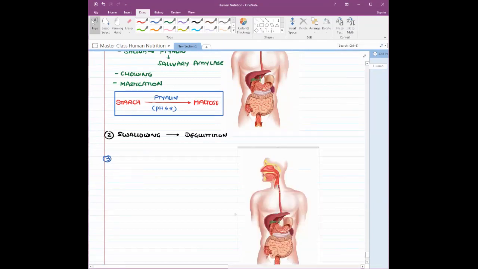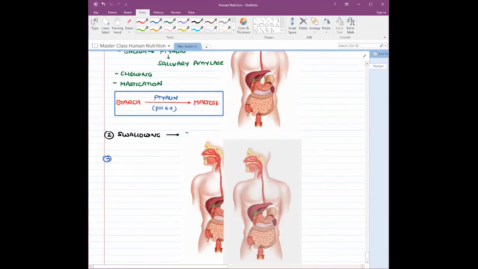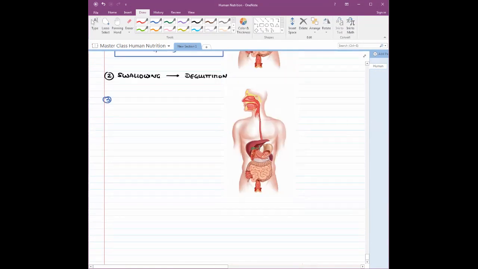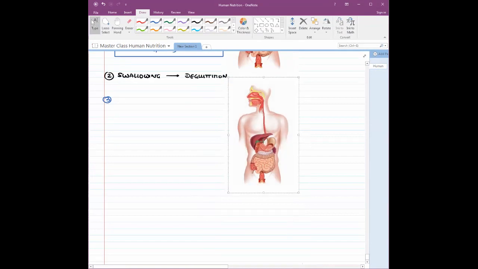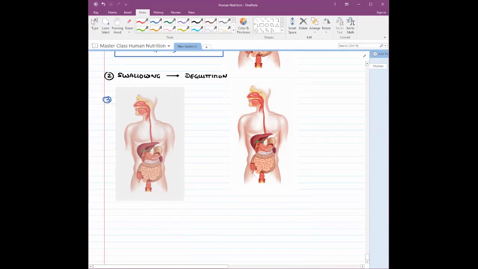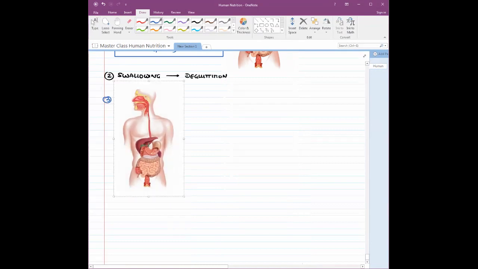Okay, so let me just show you. So we are into your esophagus. Okay, or I should show it here, I guess. Okay, so see, we have the esophagus right out over here.